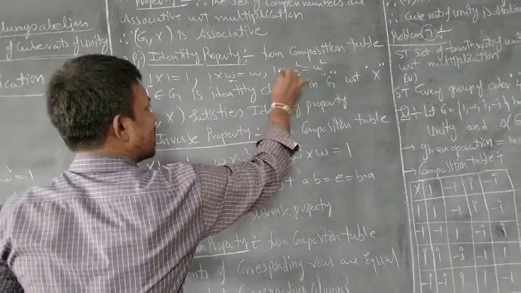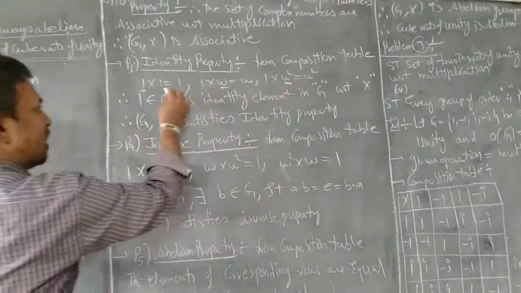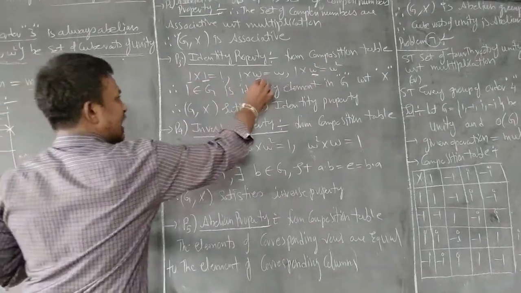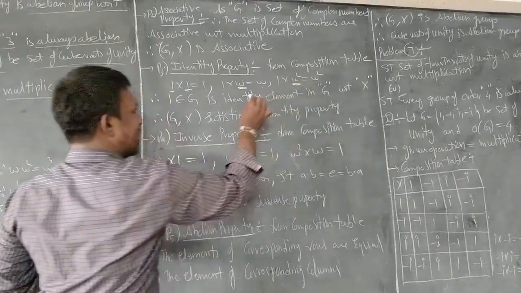The third element is omega square. 1 into omega square is omega square. Right. The first element is 1. The second element is omega. The third element is omega square.